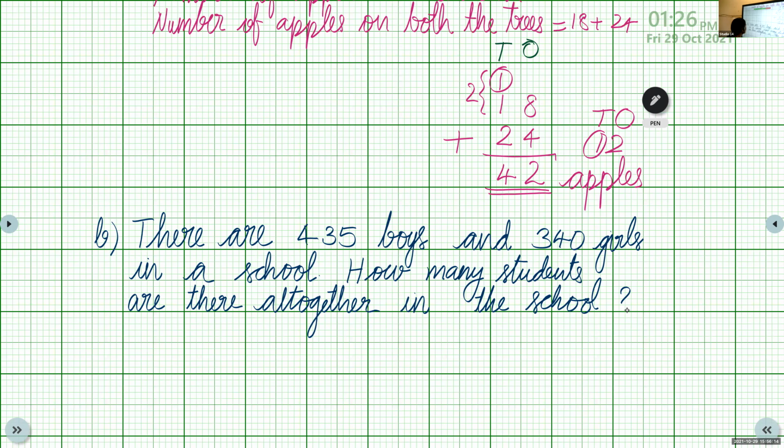There are 435 boys and 340 girls in a school. How many students are there altogether in this school?